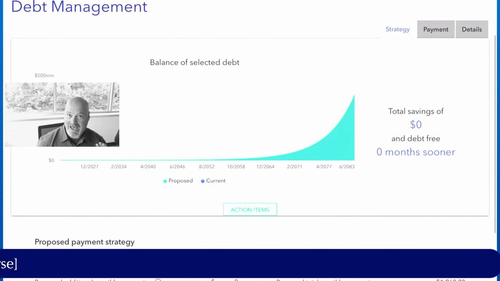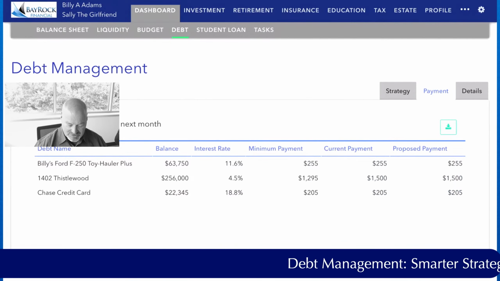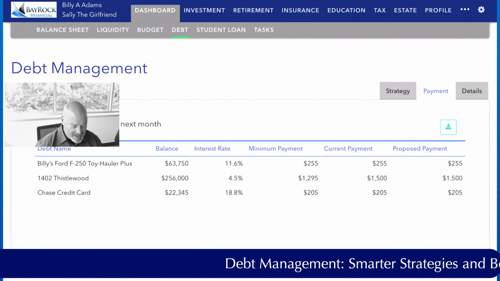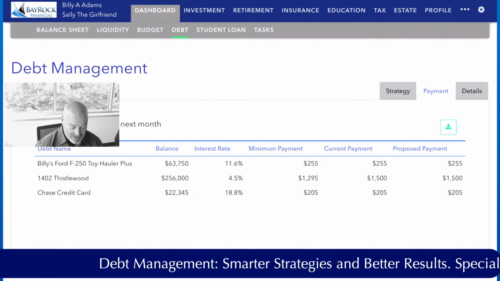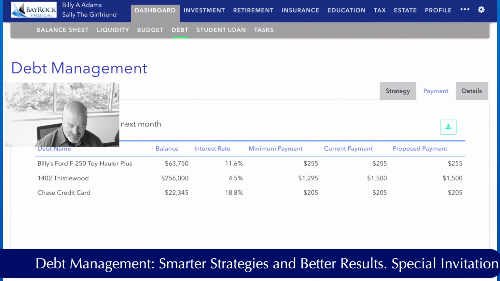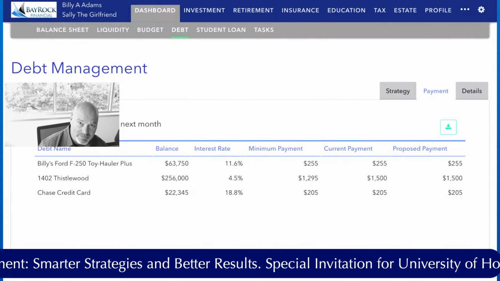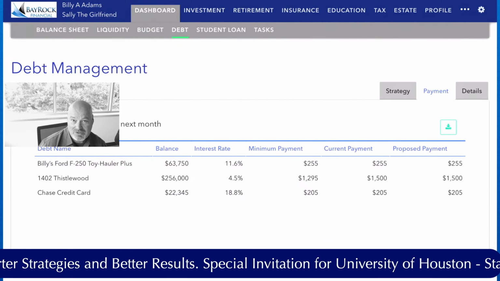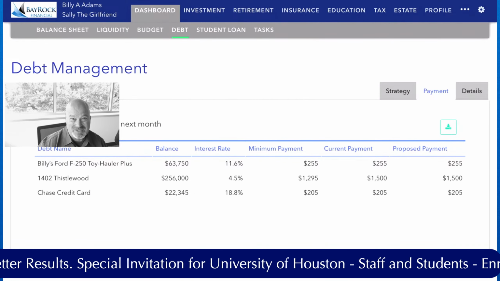So this is back to original, and we looked at the loans. We had a car loan, a credit card loan, and a mortgage. So let's look at the payments. And here we have Billy's toy hauler, $63,000 balance, 11.6% interest, a ridiculously low $255 a month payment. Probably you couldn't get away with that. It shouldn't be legal. Maybe it's not legal. Maybe something's wrong here.